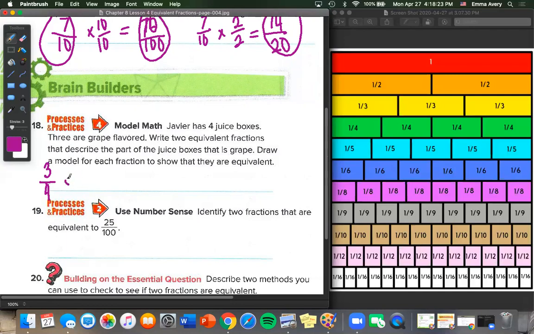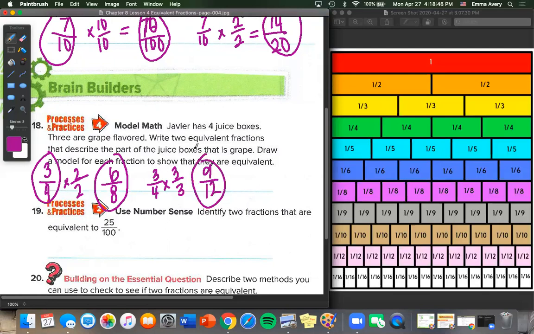Well, if we multiply each side by 2, then we can get 3 times 2 is 6, 4 times 2 is 8. So this is one equivalent fraction. And if we multiply each side by 3, so 3/4 times 3/3, well, 3 times 3 is 9, and 4 times 3 is 12. So those are the same. And I'll leave it to you to model them with your fraction tiles.